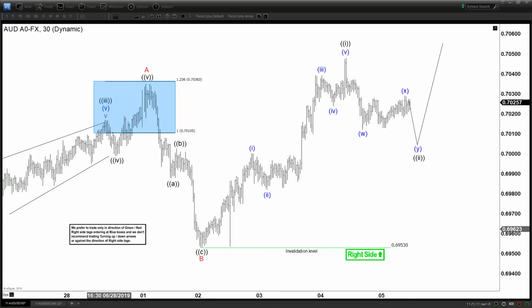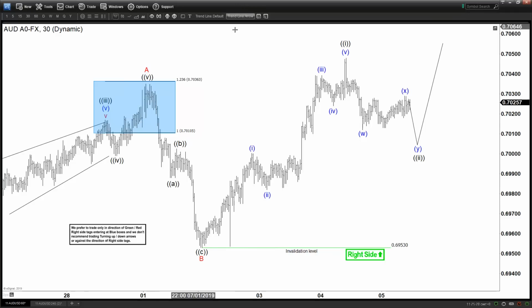My name is Henry and today is July the 5th, Friday, and the time is 3:30 a.m. GMT. Today we will be looking at the chart of the Aussie dollar. This is a 30-minute chart, short term.